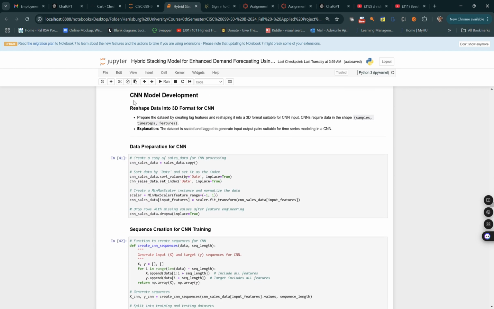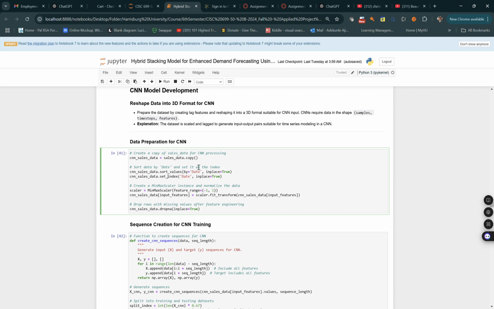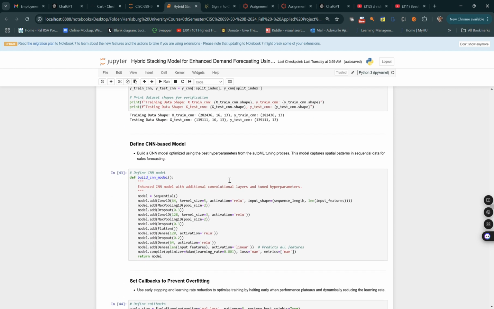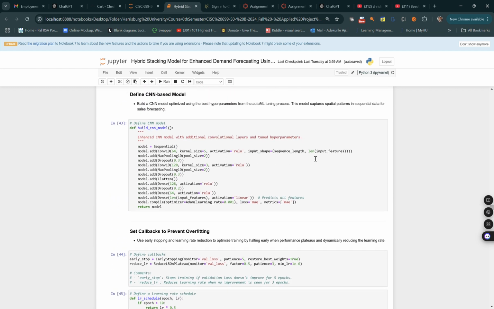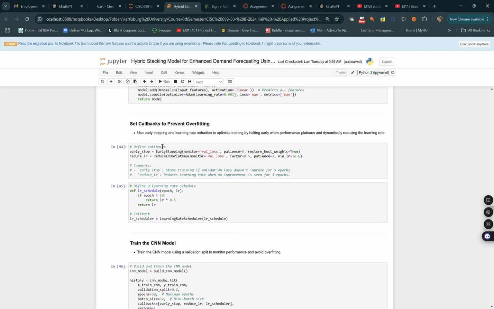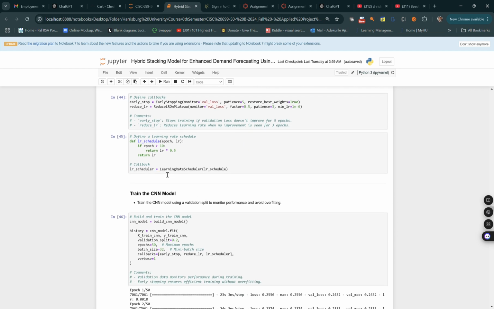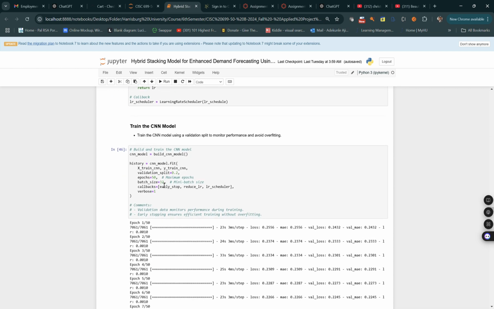The next one is actually CNN. I also did the same thing, making a copy of the sales data. CNN and LSTM use daily data, unlike SARIMA, which uses weekly aggregated data. CNN uses granular daily data. And the base model was defined, which needs more work. Then I used a callback to prevent overfitting, and a learning rate schedule.